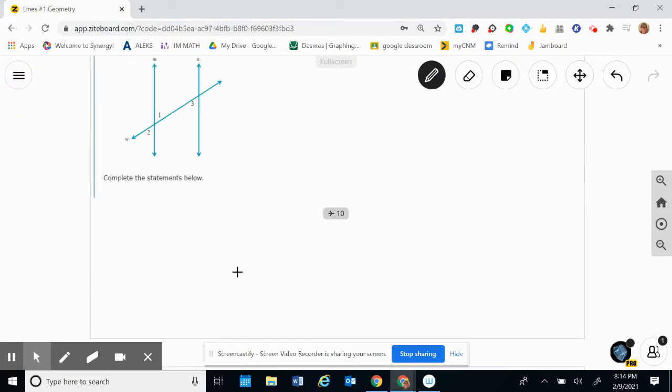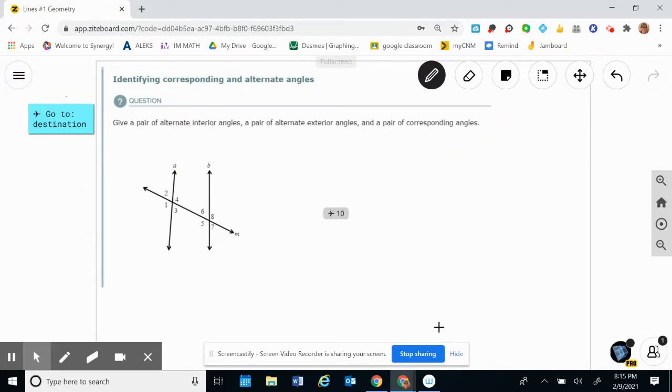Okay, hey guys. So I am doing the next section. This is going to start the unit on lines. The first, I want to say 4 or 5, are strictly geometry. They're brand new and they are definitions, and you need to write down the definitions.